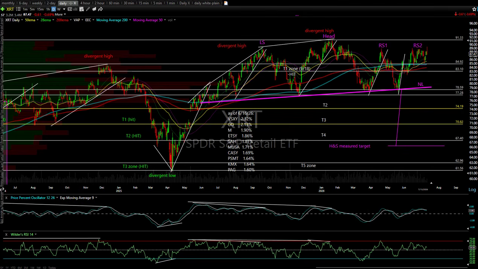Then last but not least, I had XRT on here. Also been on for a while. That's the retail sector ETF. We shorted the break of that bearish rising wedge.